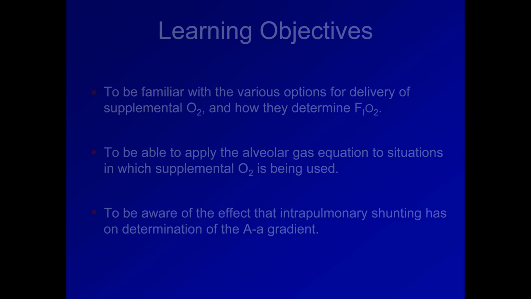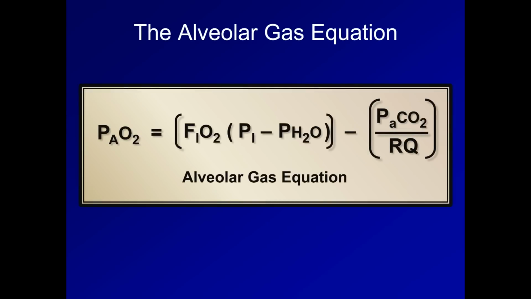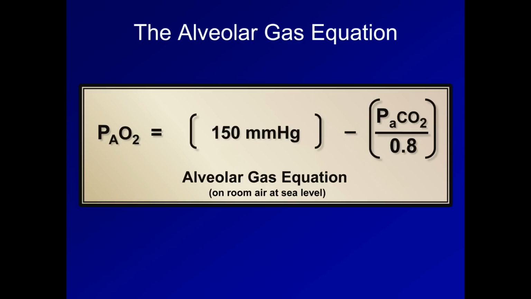In the last lecture, we reviewed the alveolar gas equation, and we also simplified it as such for situations where patients were breathing room air and at sea level. Unfortunately, this is frequently not the case, as many patients receive ABGs while on supplemental oxygen. So how does this impact assessment of the AA gradient?